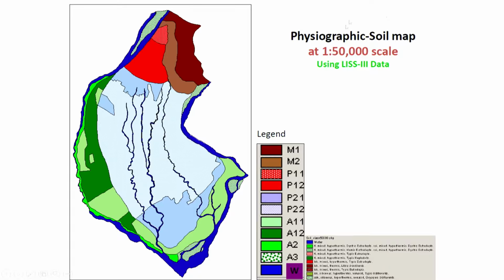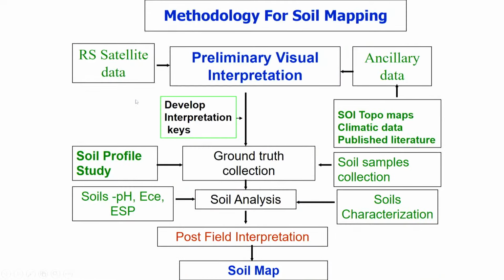So this is the soil map prepared by interpretation. These are the map units, and in these map units we have taken the soil samples and prepared the soil map. So this is the soil mapping procedure which I have explained to you, so you can go through that.